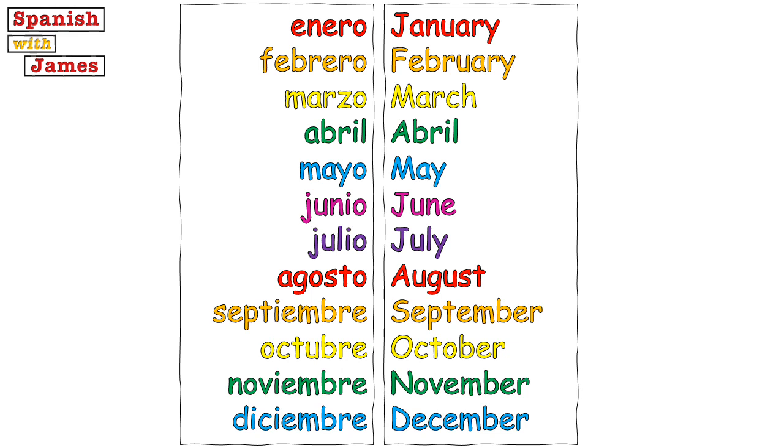So you can see some of these, like October, November, December, September, are really quite similar to the English, as well as May, April. Really, the one that's probably the hardest to remember is enero, because it's really quite different to the word January.